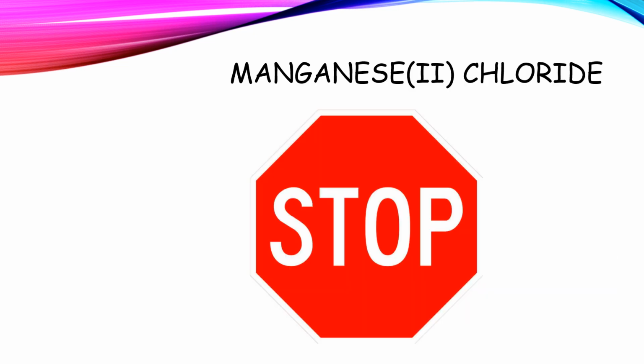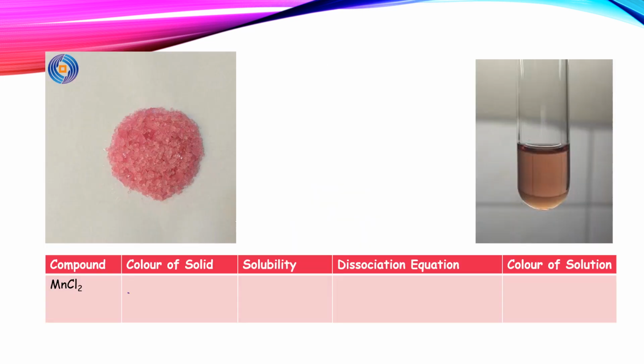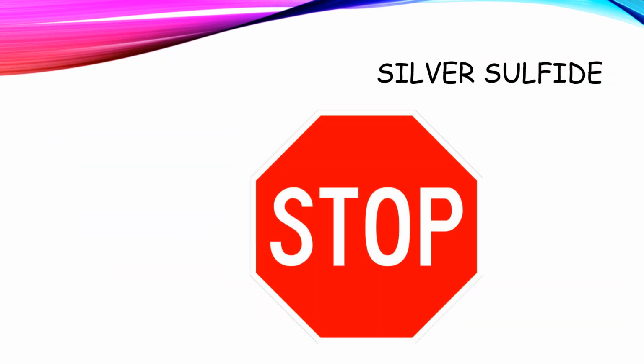Next example is manganese 2 chloride. Stop the video and have a go. It gives a pale pink solid. It's soluble in water, so it dissociates to give manganese 2 ions plus 2 chloride ions, and it gives a pale pink solution.